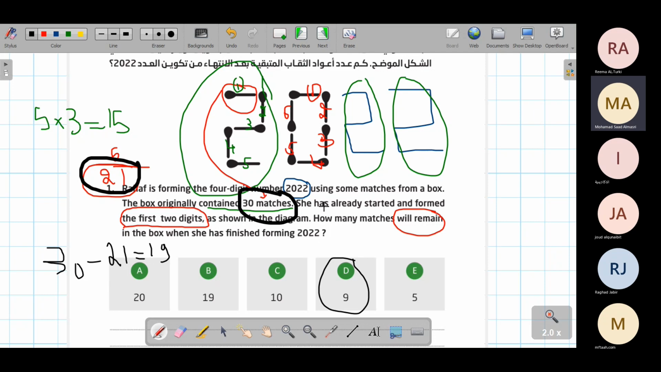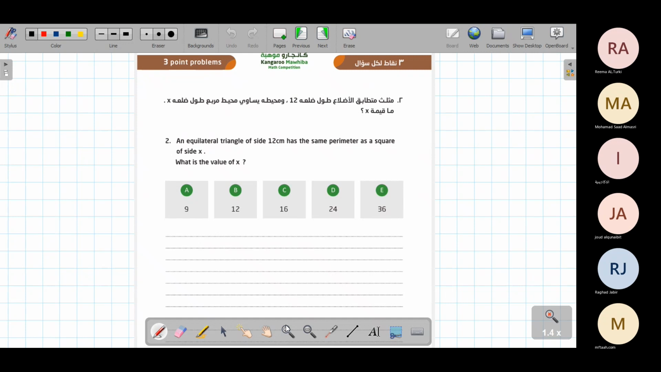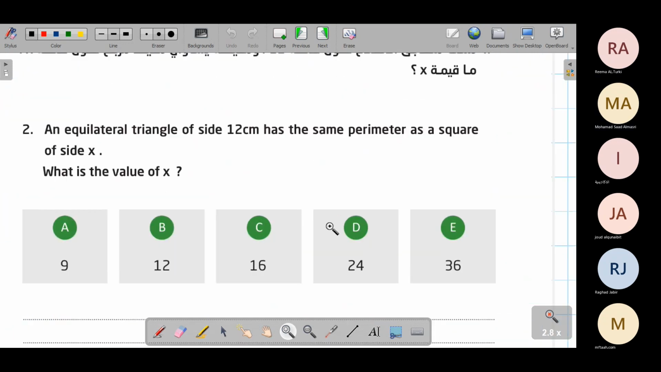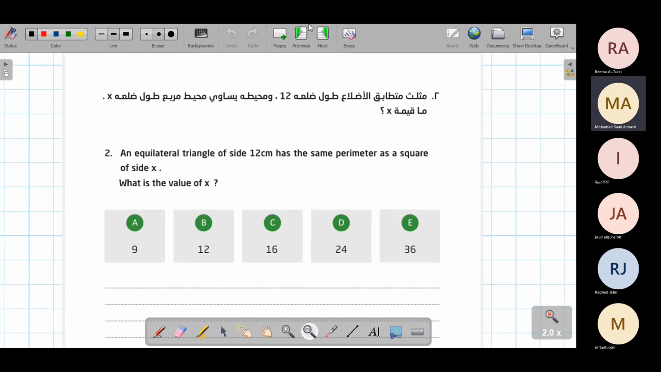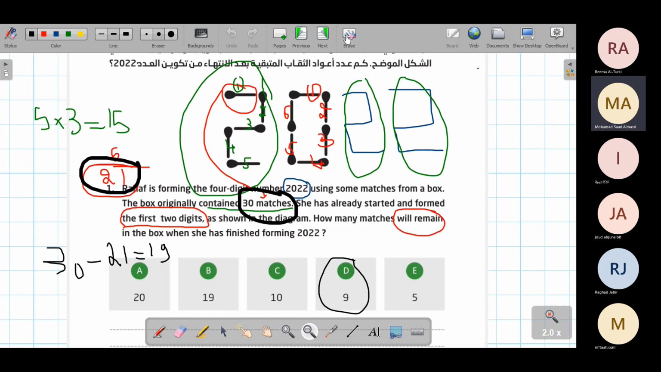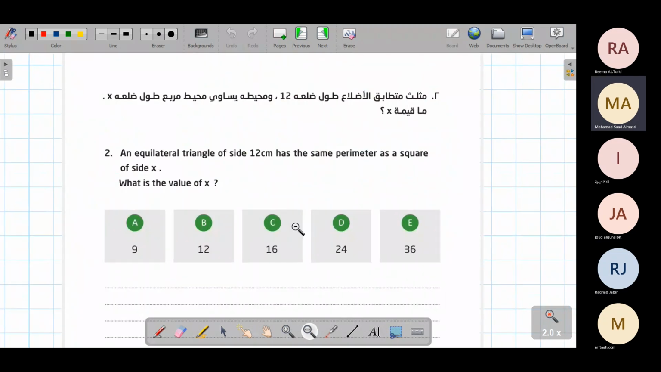Yeah, the next one. I want to move this from here. Okay. Next. Yeah. Okay, Ragad, this question.